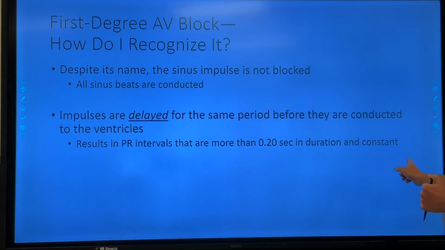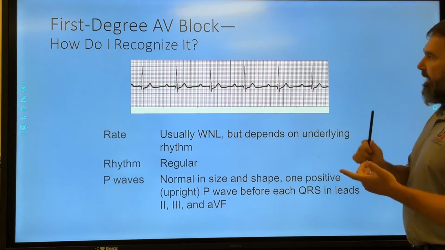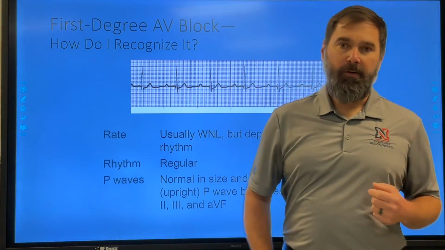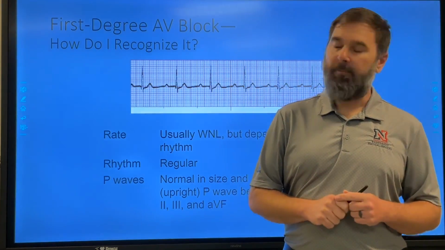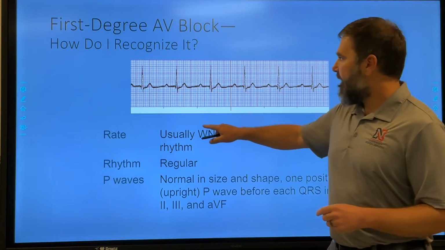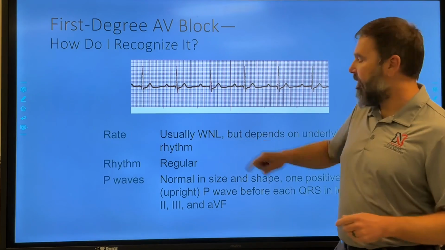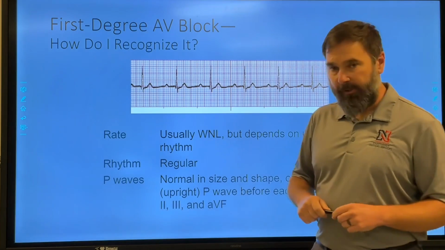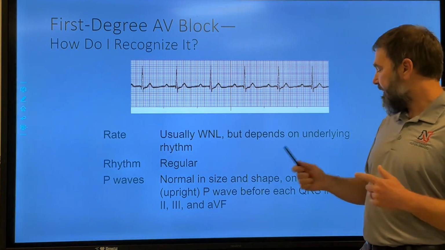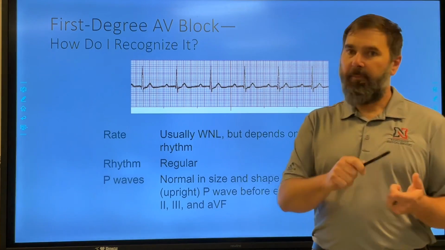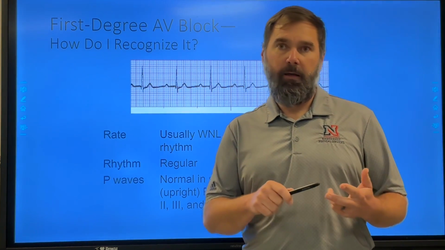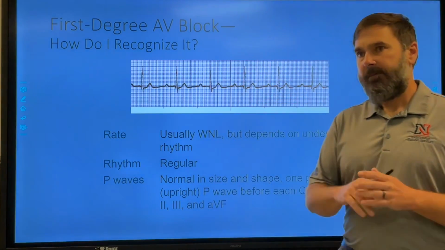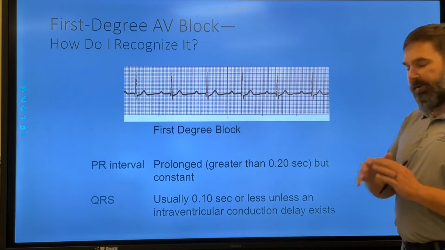So how do we recognize it? You take sinus rhythm and add a prolonged PRI to it, and you have a first degree block. Usually your first degree AV blocks are going to be within normal limits, but it depends on the underlying rhythm itself. The rhythm's usually regular, and P waves are normal in size and shape. All the P waves look alike. They're upright, smooth, rounded, they look like sinus P waves, so there's no changes there.